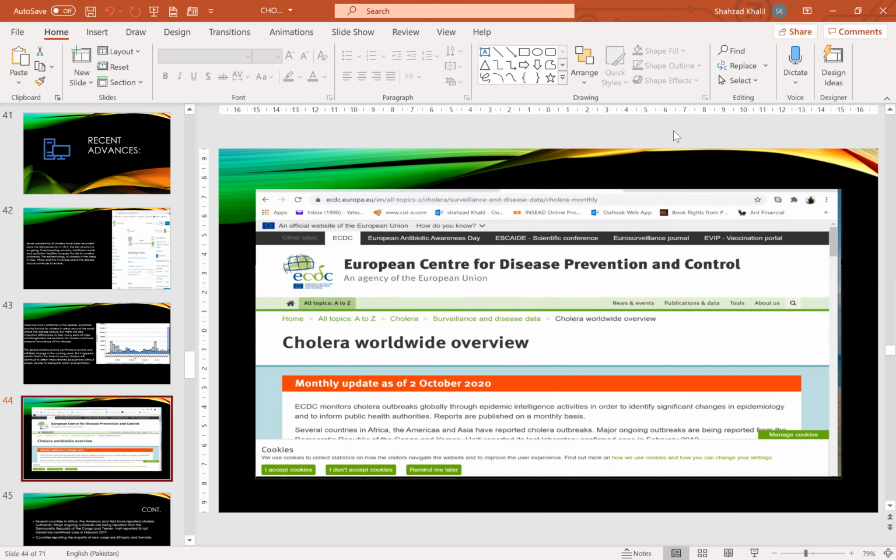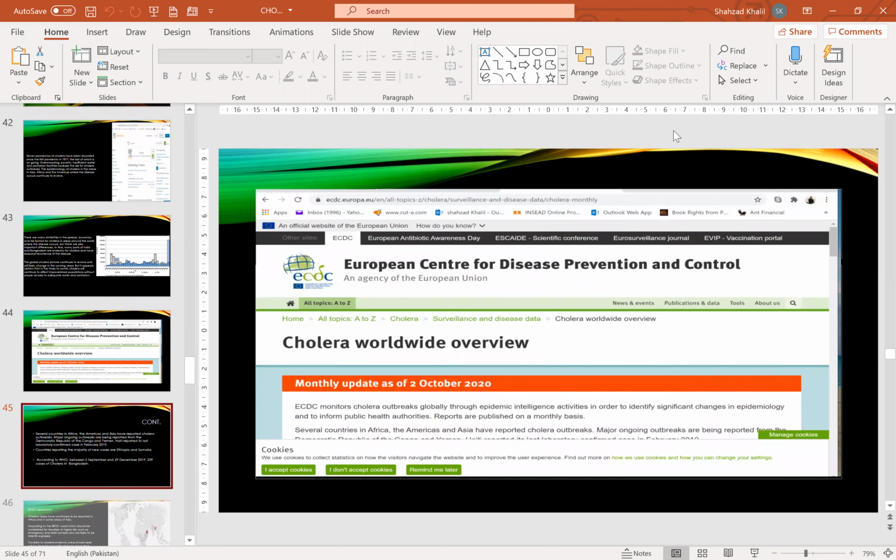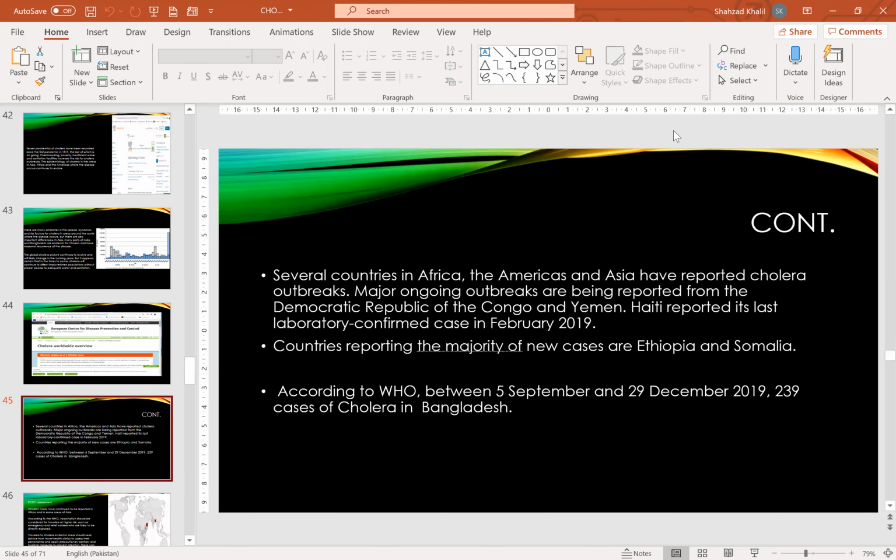Then the European Center for Disease Prevention and Control has its worldwide overview of cholera, which was published on 2nd October 2020. Several countries in Africa, the Americas, and Asia have reported cholera outbreaks. Major ongoing outbreaks are being reported from the Democratic Republic of Congo and Yemen.